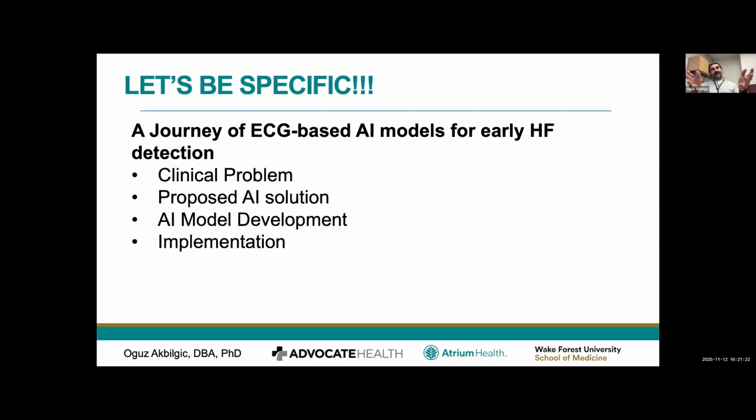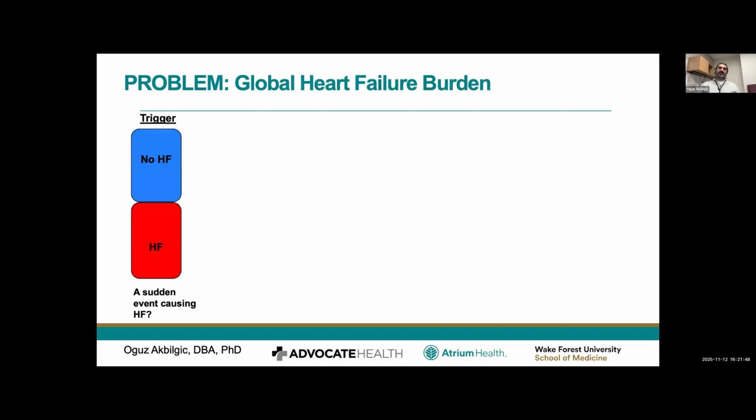So now, after this point, I will try to be very specific. I have been doing this work for some time. I wish I had 20 different AI models implemented. I only have one, so I will give that as an example to see what steps it went through. That is going to be the clinical problem, proposed AI solution, AI model development, and implementation stages.